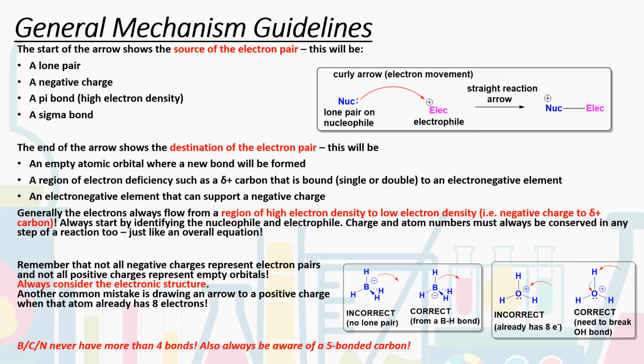And so generally, electrons will always flow from a region of high electron density to low electron density. From high to low, so for example, from a negative charge or from a lone pair to a delta-positive carbon.